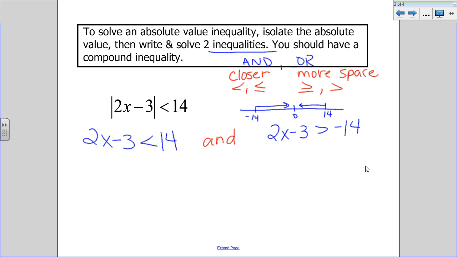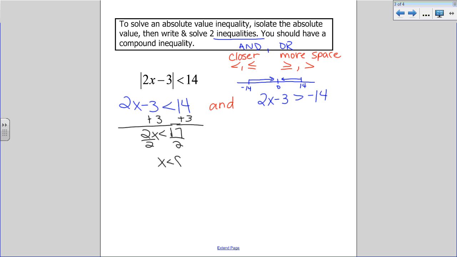So we're going to go through and add 3 to each side. We get 2x is less than 11. I'm sorry, we're adding 3, so it should be 17. Divide by 2. I get x is less than, and if you want to call that 8.5, guys, you can. It's a nice decimal.